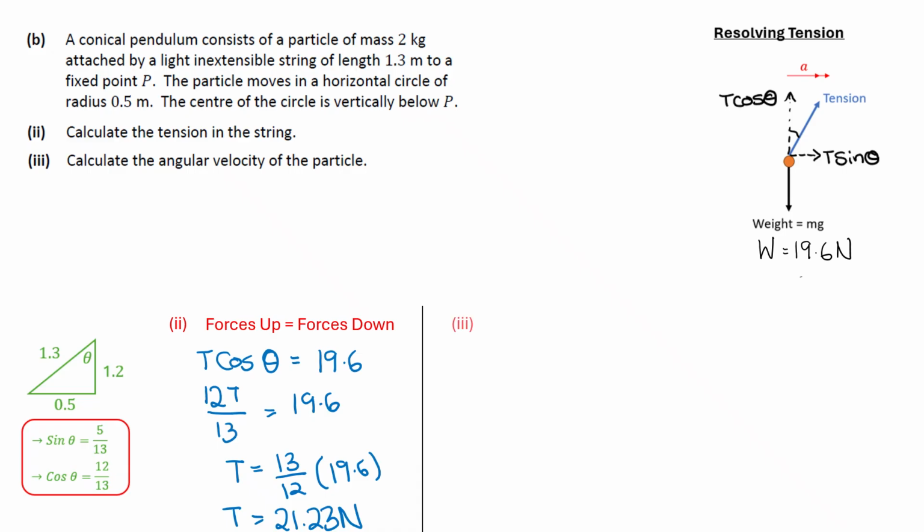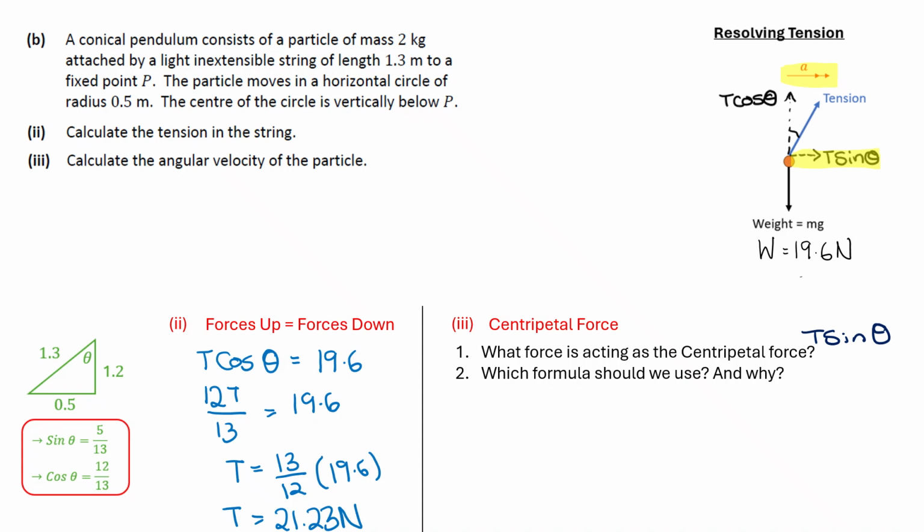The second thing that we always do when we have a horizontal circular motion question is we ask ourselves about the centripetal force. We ask what force is acting as the centripetal force. Again, our force diagram, if drawn well, will help us. Here's our acceleration towards the center. This is the force that's pulling us in. So we can write that: T sine theta is our centripetal force.